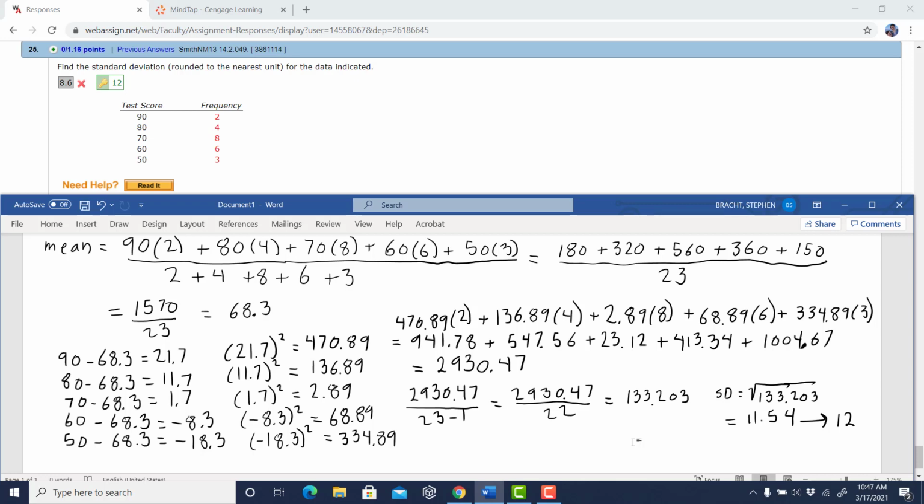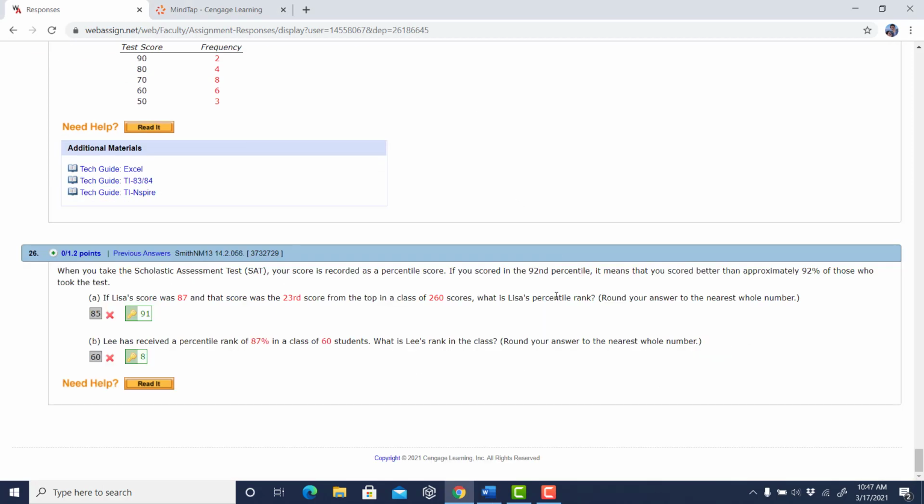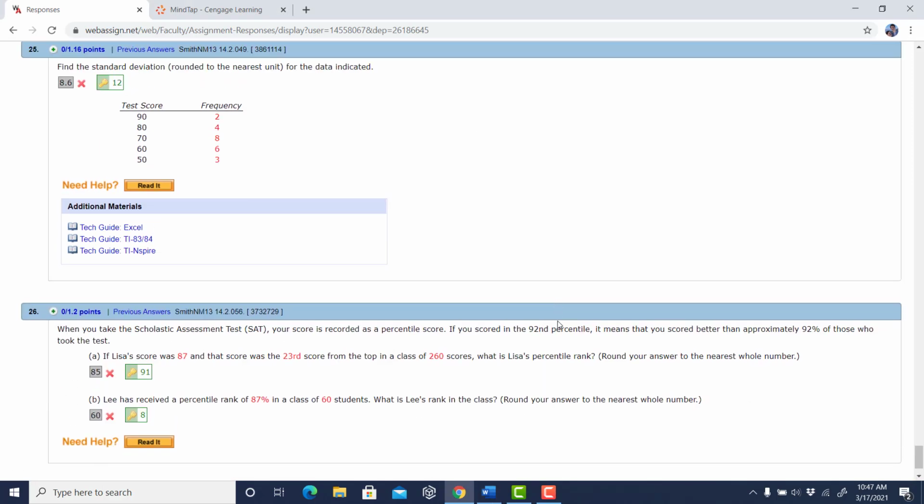So it's a little tedious, but if you follow those steps very carefully, you should come out with the right answer there. The last one you asked about was 26, which is down here at the bottom.